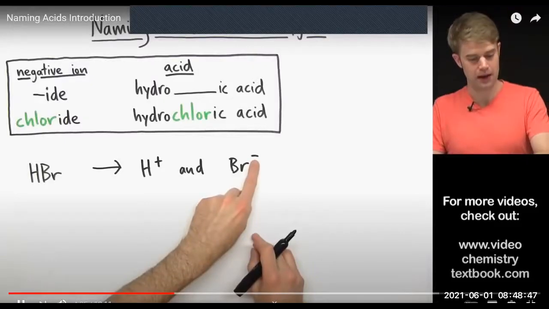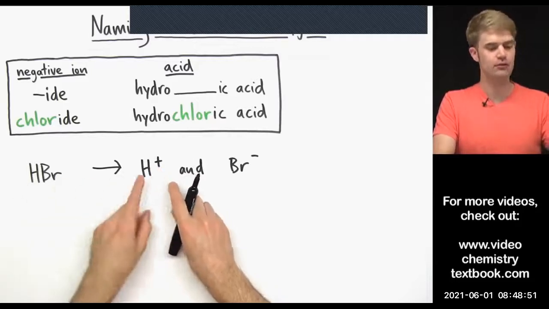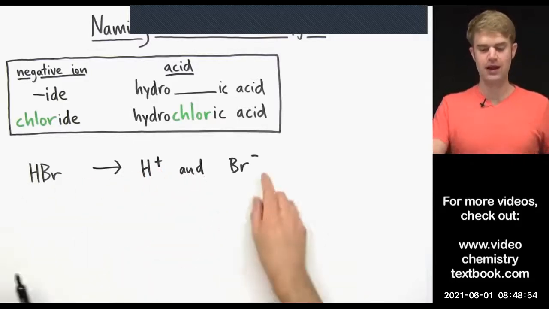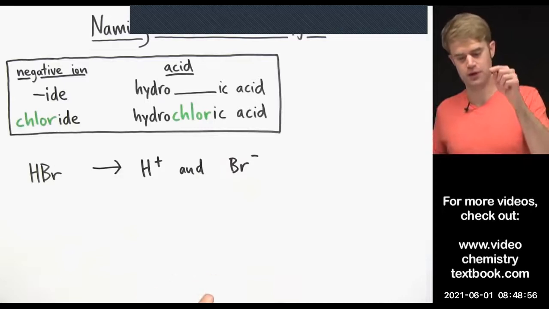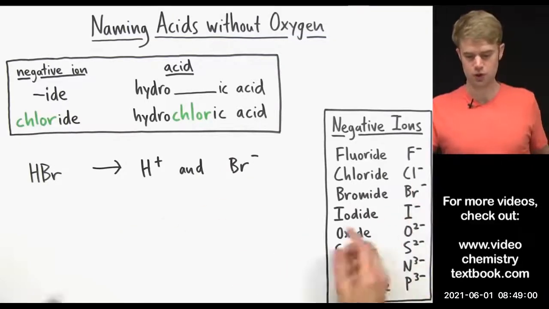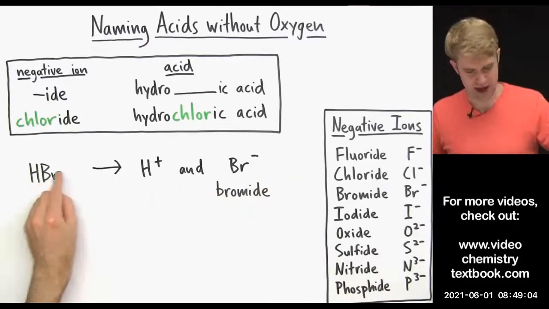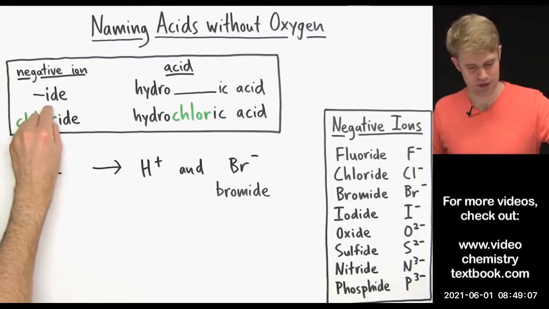Minus. 1 minus, because it's got to cancel out the 1 plus charge that we get from the 1 H plus. Okay, so the negative ion that we're going to be working with here is Br minus. We take a look at this chart. Br minus, we call it bromide. So to name this acid that has bromide in it, we're going to follow these rules.